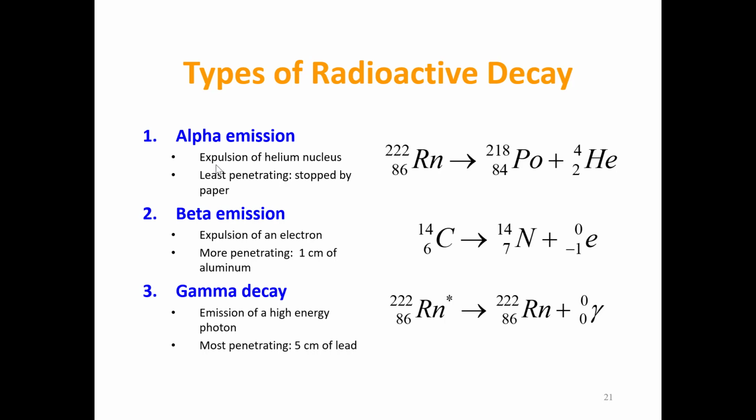Here we had the summary of the different types of radioactivity decay. First, we had alpha emission, which is identified by the expulsion of helium nucleus or alpha particle. This is why the symbol of the helium nucleus or alpha particles is in the equation. The second one is beta emission and is identified by the expulsion of an electron. And this is why in the nuclear equation we had the symbol for the electron. And the last one is the gamma decay, which is identified by the emission of high energy photon. This is why the symbol of the gamma radiation is in the equation.